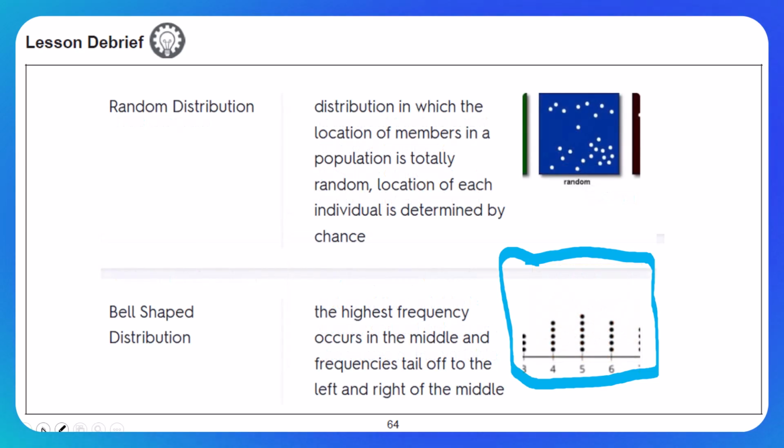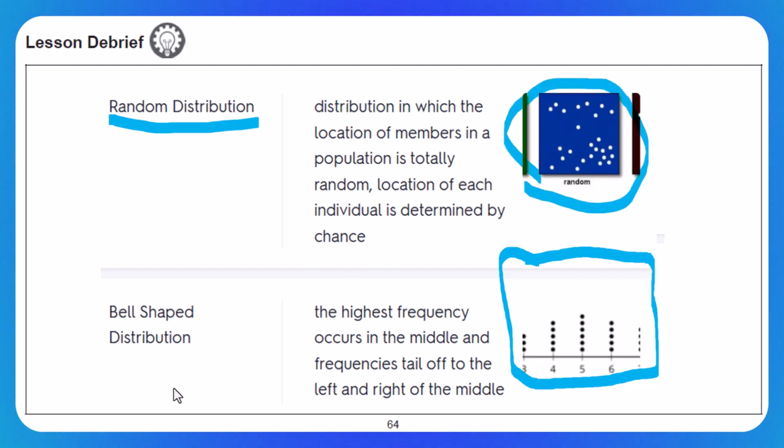Now we're going to look at random distribution and look at how that's different. It's just going to end up, we can't predict how that's going to end up. It's totally random and it's determined by chance. And then the bell-shaped curve, let's look at that. It's higher in the center and then it tapers off on the ends or the tails to the left or to the right.